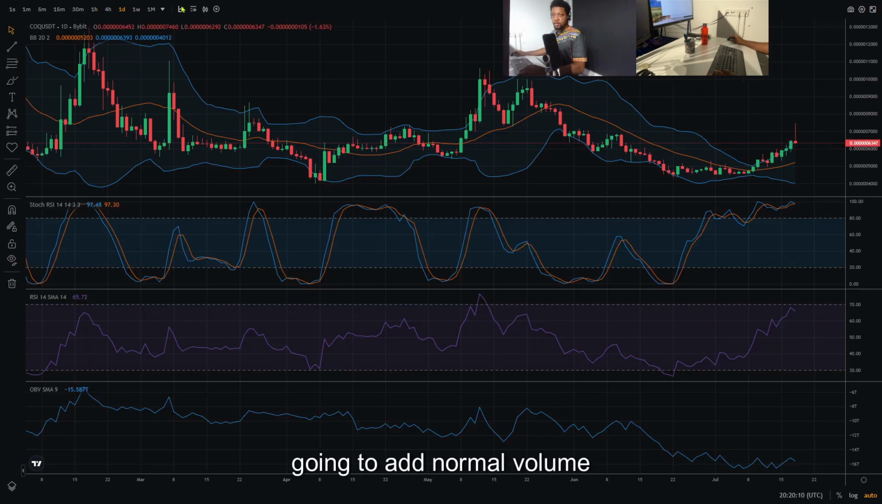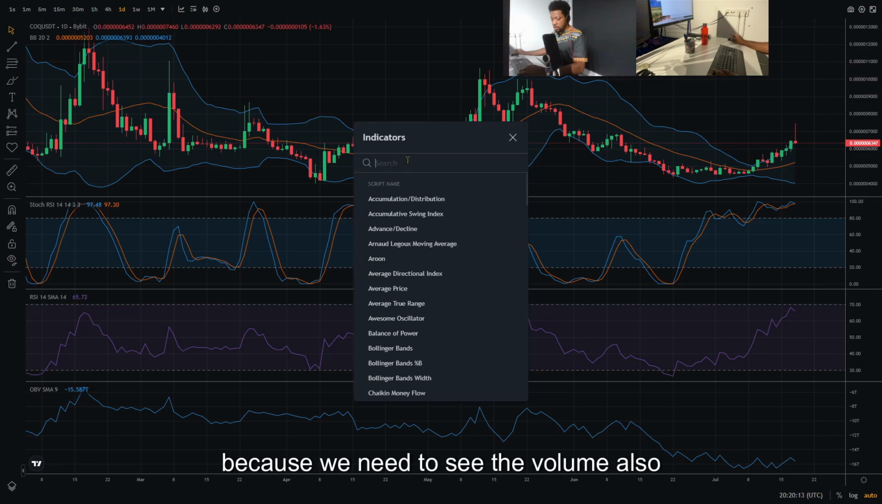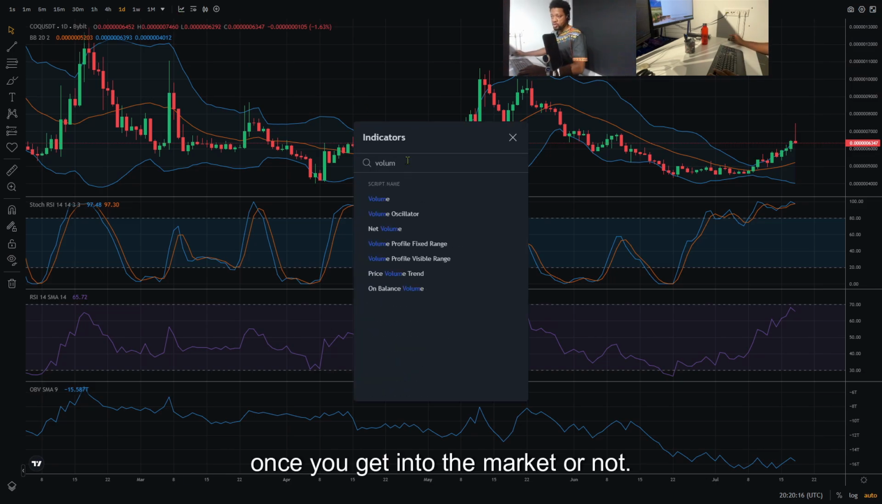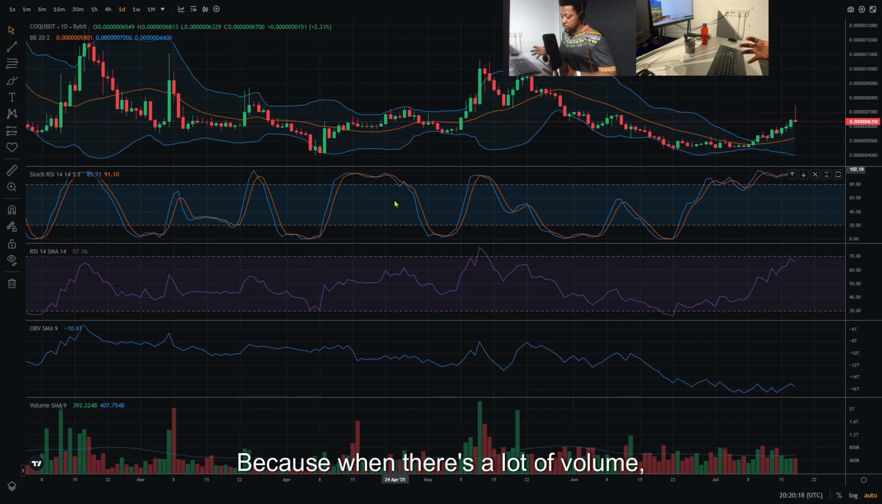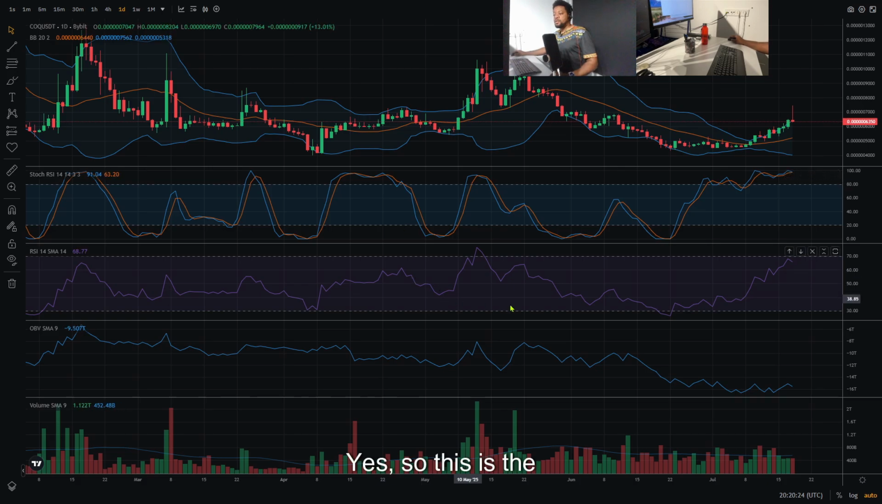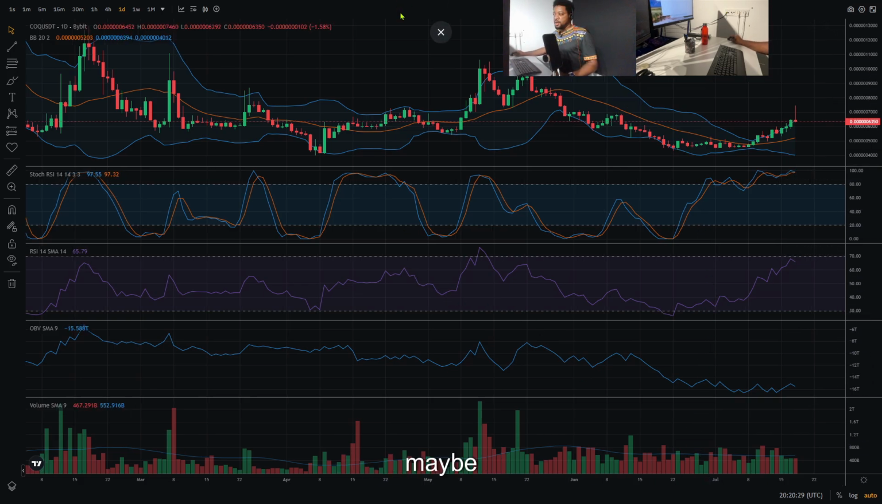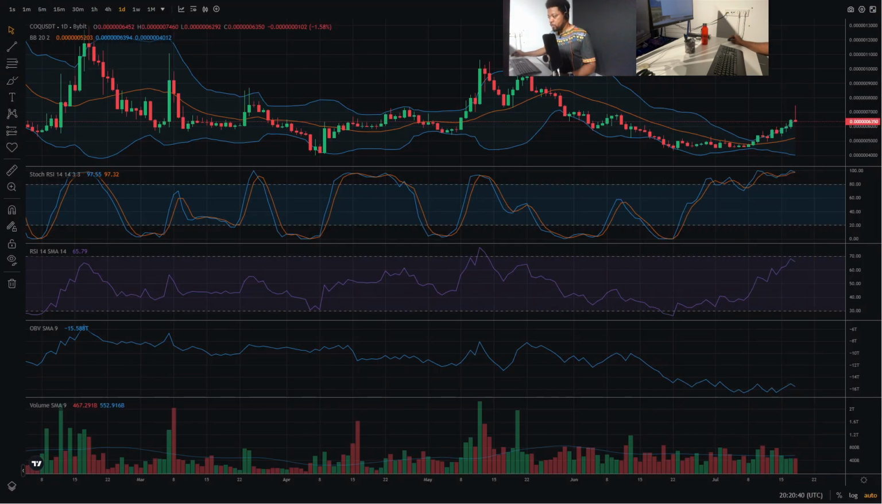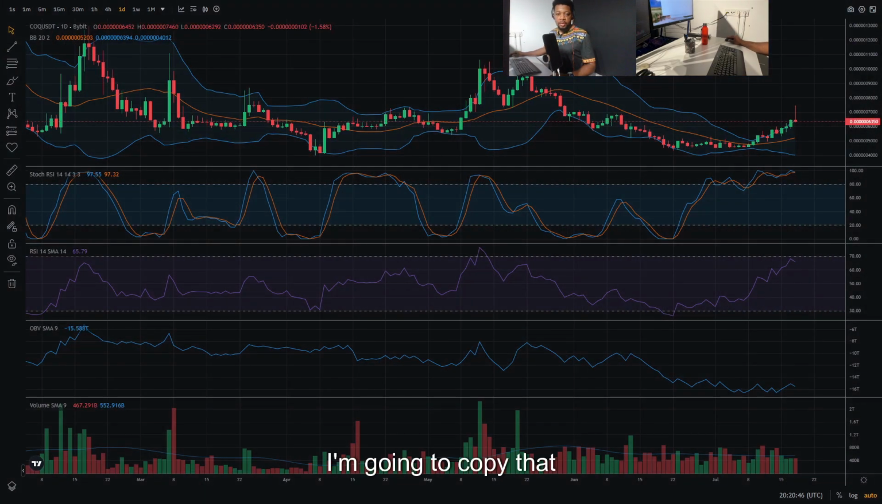I'm going to add normal volume because the volume also helps to determine if one should get into the market or not. When there's a lot of volume, there are a lot of people in the market, so there's more trading activity going on. Maybe this is enough. This is the 1 day time frame, so I'm going to make a screenshot of this, copy that and put it in my chat.